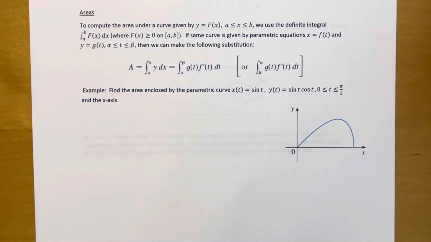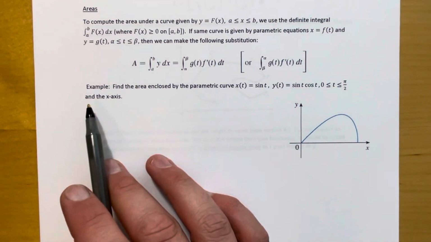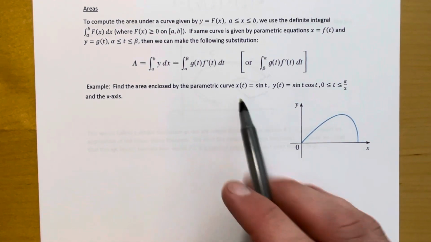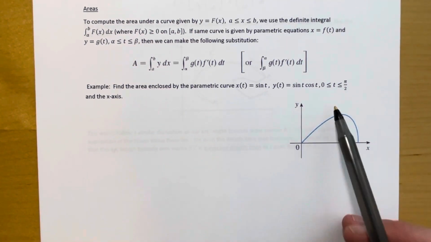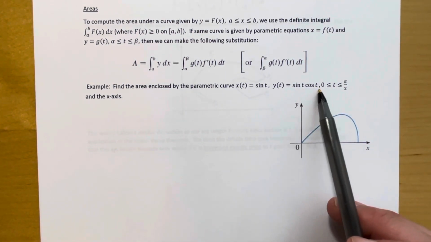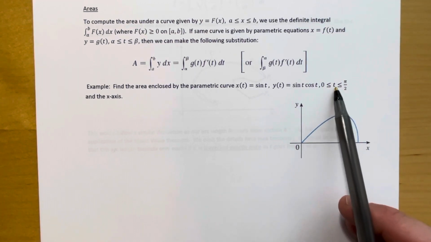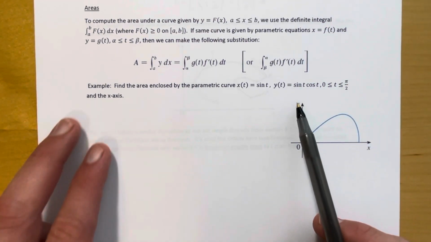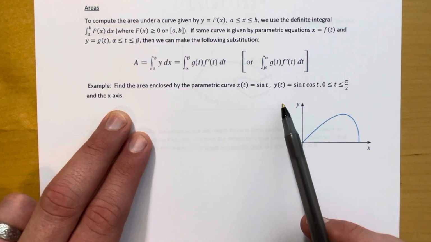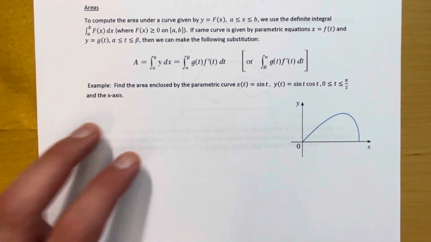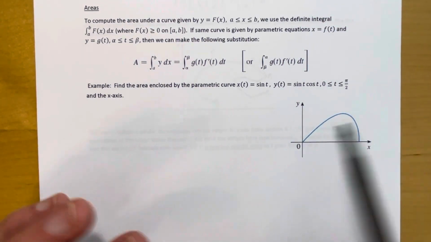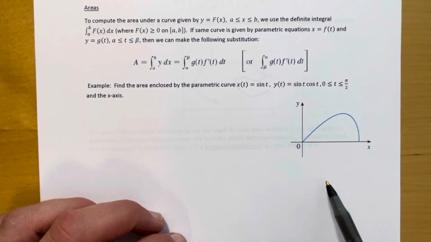It could be one or the other. Let's look at an example here. Find the area enclosed by the parametric curve x of t equals sine of t, y of t equals sine of t cosine of t, where t is in the interval 0 to pi over 2, and the x-axis. So here I have a graph of this function over that interval shown for us.